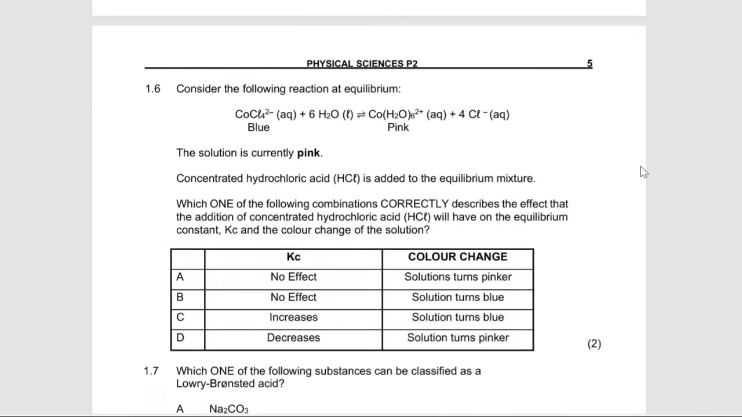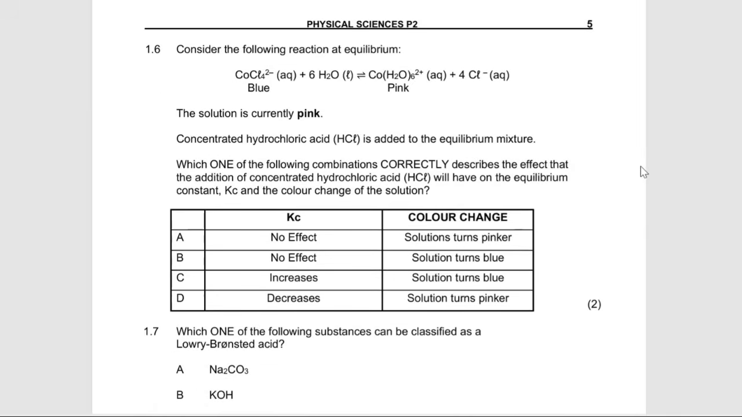Then moving on to 1.6, it says consider the following reaction at equilibrium. So the reaction is at equilibrium, therefore we're having CoCl4 2 negative plus 6H2O, which is a liquid, to give us Co(H2O)6 2 plus, then also 4Cl negative, right? So the solution is currently pink. So they gave us a color which is pink.